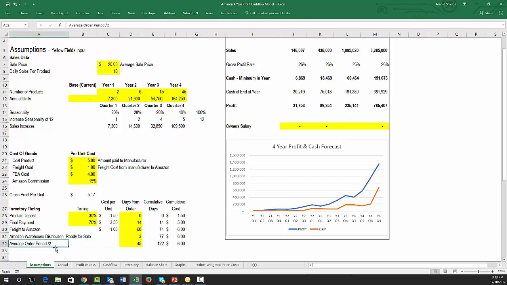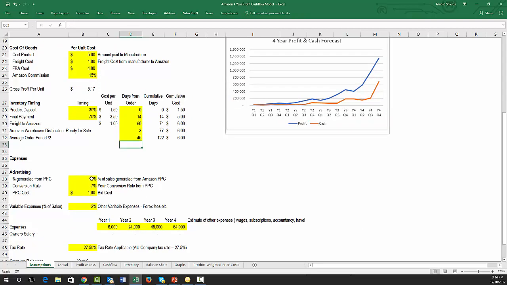And then we've got the average order period. So if you're ordering every 3 months, then that will be 45 days. So it's 90 days divided by 2. If you're ordering every 6 months, of course, that's going to be 90, and it will change your numbers around because you're holding stock for a longer period. Of course, if you're ordering every month and just having this continual flow in, it could be down to 15 days, which is going to make a difference to the amount of stock you have to hold.